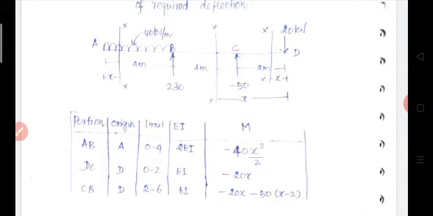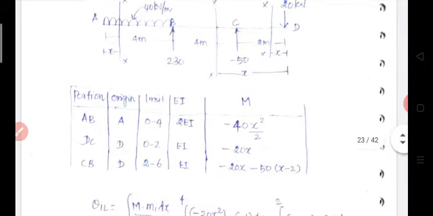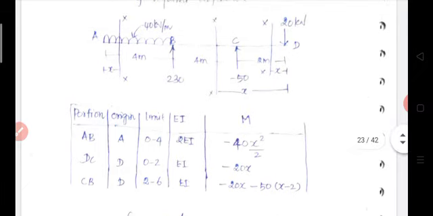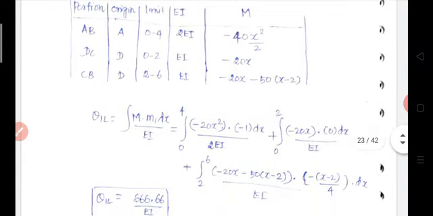Then for the CB portion, again origin is D, limit 0 to 6, flexural rigidity is equal to EI. Then now bending moment is equal to minus 20 x minus 50 into x minus 2. Then slope at the end A is equal to integration of capital M into small m on dx divided by EI. So, substitute. So, integrate it for the entire span, for first AB, then BC, then CD portion.